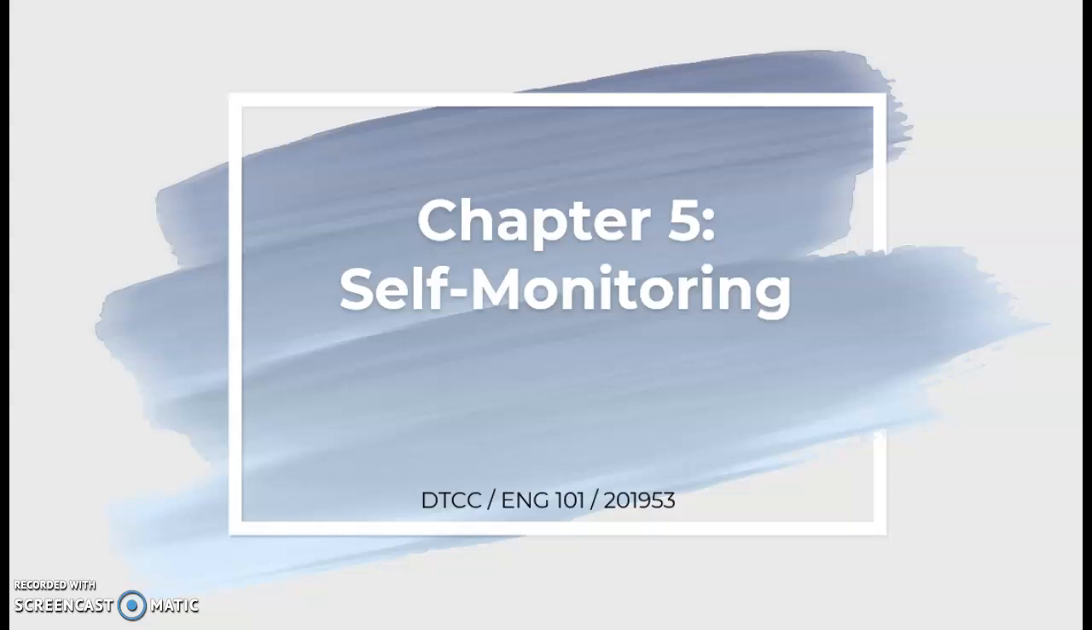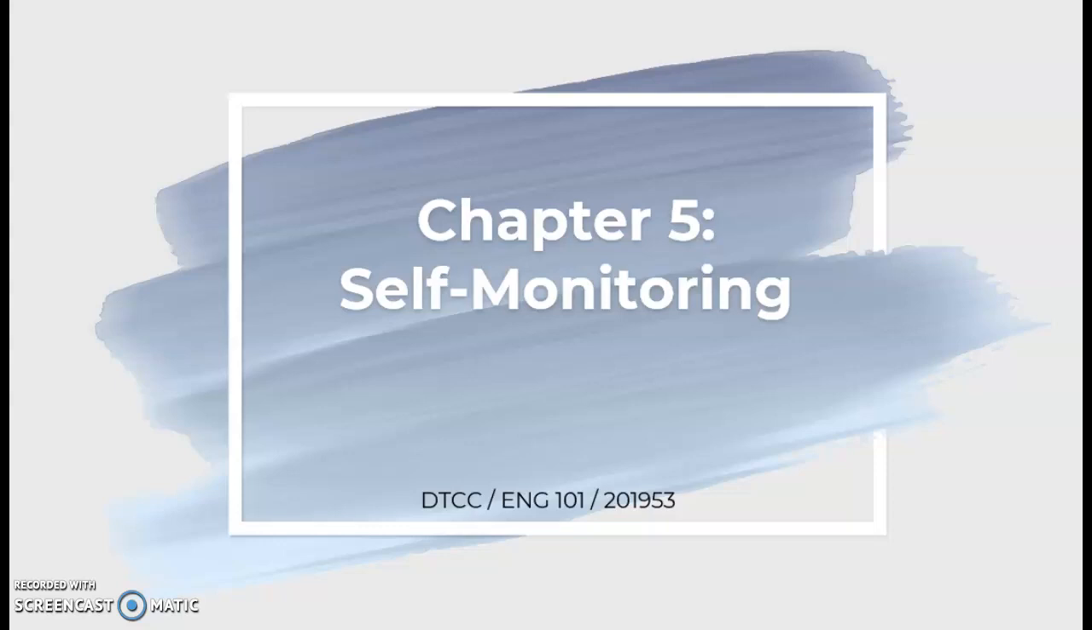Your book titles this chapter Self-Monitoring, but I think that's a little deceptive. What we're really going to be learning about in this chapter is how to identify bias. Yes, your own bias, which does involve some self-monitoring, but also bias in the author. You also are going to learn about worldviews and assumptions and persuasive techniques such as ethos, pathos, and logos.